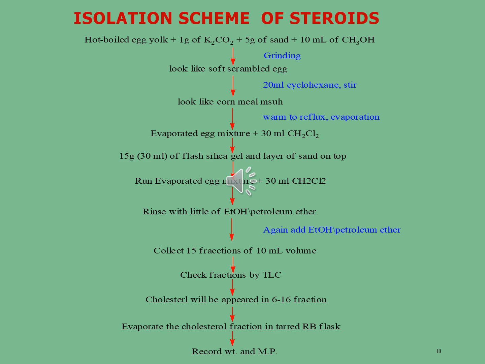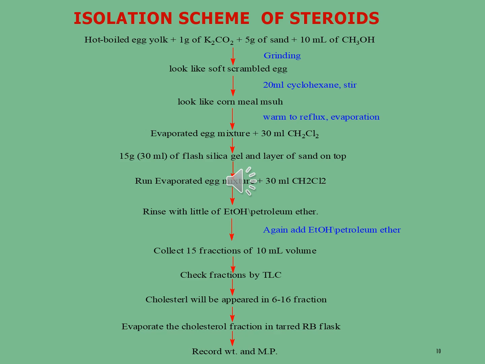To this material, we will add 20 ml of cyclohexane and stir it for some time. After that, we will get the cornmeal mush material. The whole material is then subjected to reflux and evaporation.